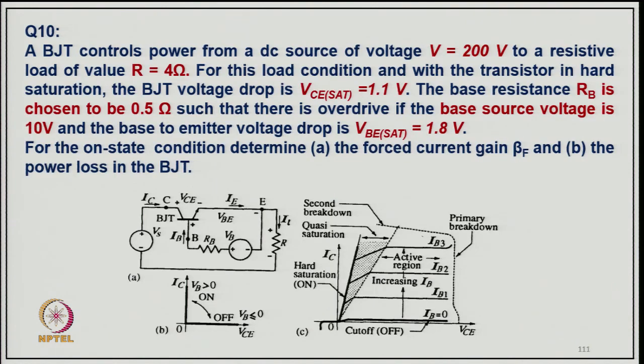Coming to example 10: a BJT controls power from a DC source of 200 volt to a resistive load, as a kind of regulator for this load condition. With the transistor saturation voltage of the BJT being 1.1 and base resistance chosen as 2.5, such that there is an overdrive. If the base source voltage is 10 volt, then the base to emitter voltage is 1.8 volt. For the on state, determine the forced current gain beta and then the power loss in the BJT. We are operating in this region.